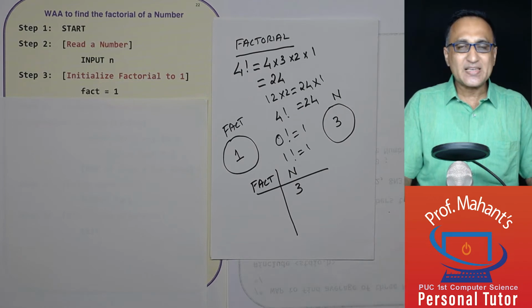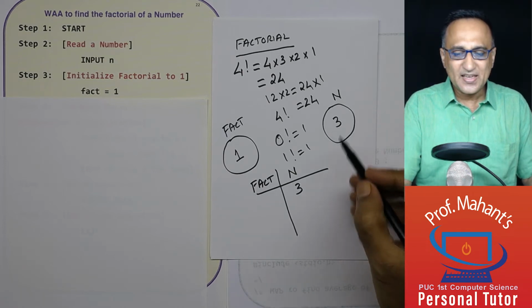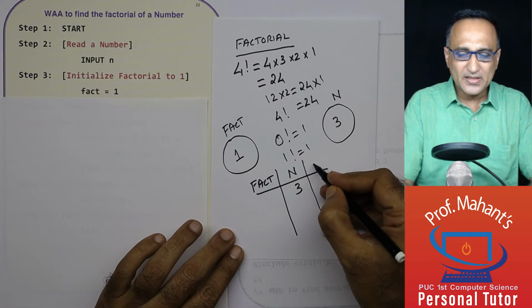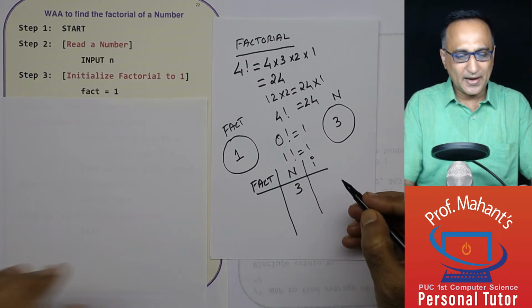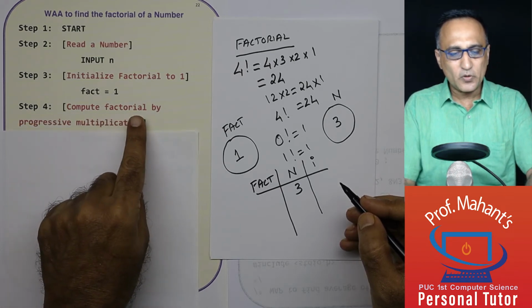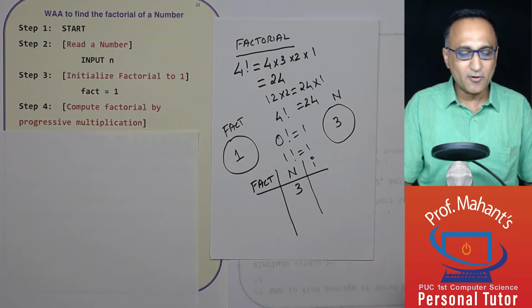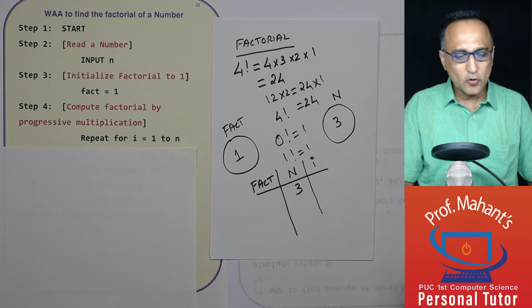Then what I can do is I can do a repeat for I equal to 1 to n. So what I can do is starting from the value of I equal to 1 till it reaches 3, I can keep multiplying fact with I. So let me take a variable I. Alright. So let's see what I am doing. I am doing in step 4 trying to calculate or compute the factorial by progressive or regular multiplication with the value of I. So what does this for loop say?